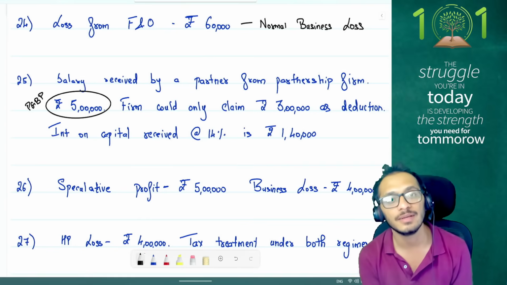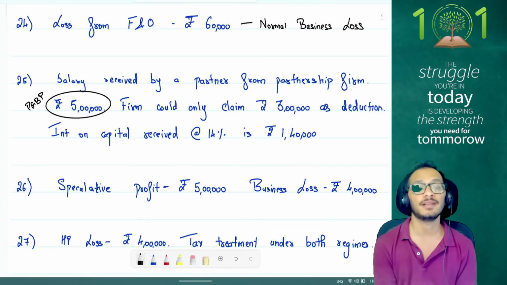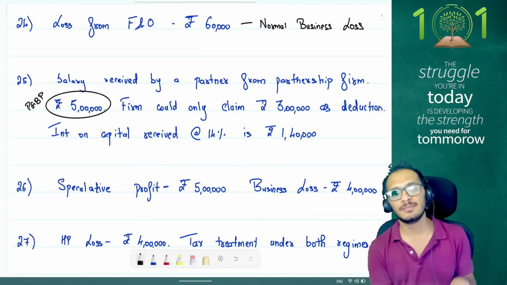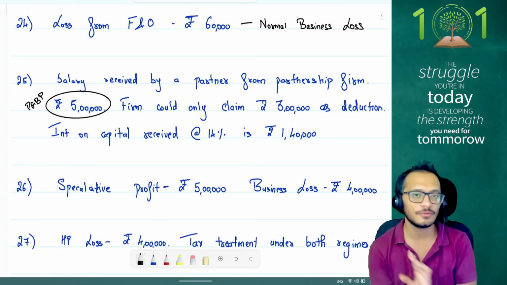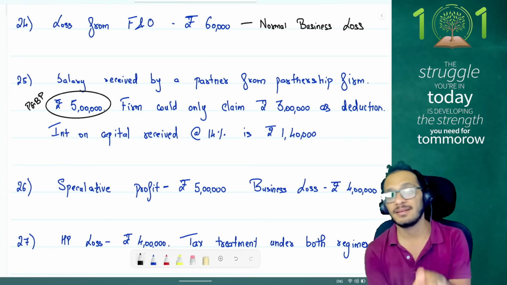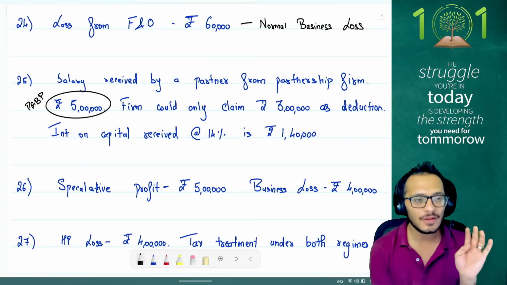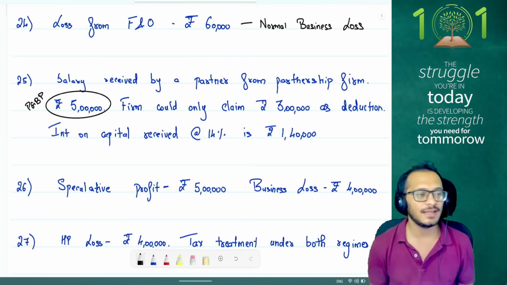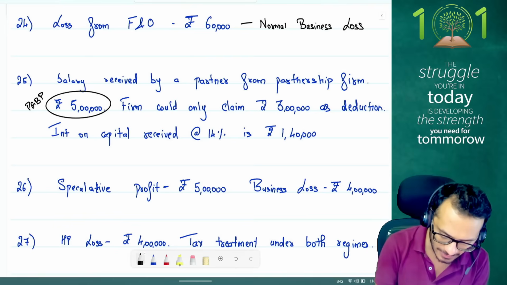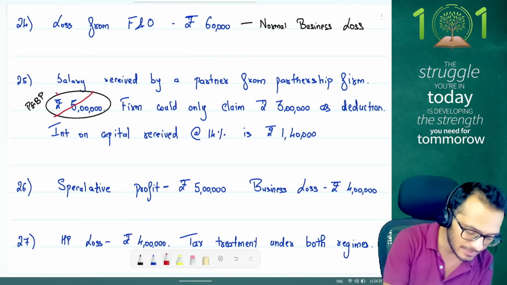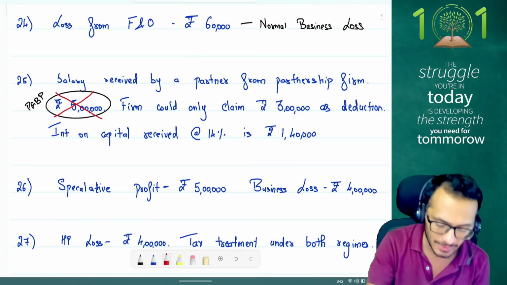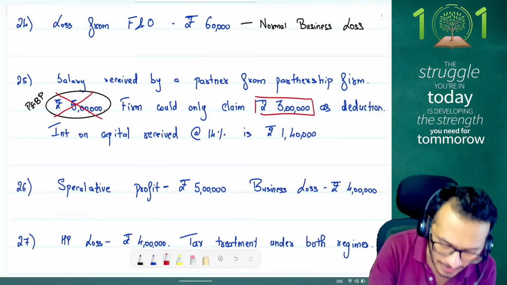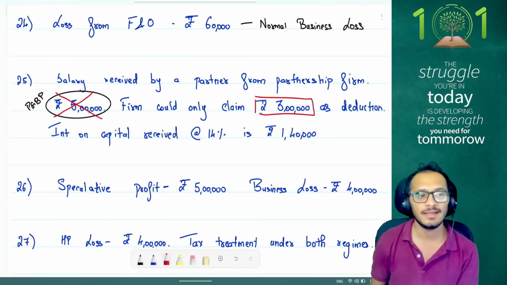Understand, when it comes to the PGBP chapter, a partner is taxable only to the extent it is allowed in the hands of the firm. The firm only allowed 3 lakh rupees, which means the partner cannot be taxed for 5 lakh rupees. Partner will come and say, I'm sorry, I am exempted for 5 lakh rupees. What I am taxable is only 3 lakh rupees.